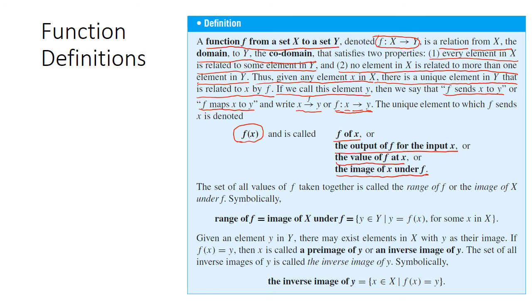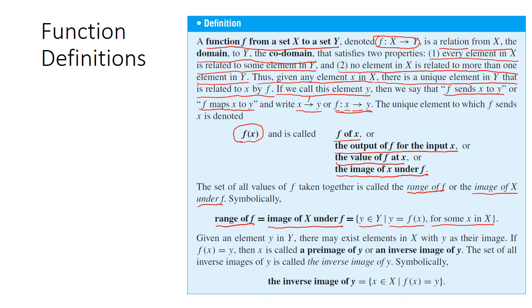The set of all values of f taken together is called the range of f. I think you already knew that one, I hope. But the range of f can also be called the image of X under f. So it's the image of the domain under the function. If you want to write that symbolically, the range of f, which is also said to be the image of X under f, we can write in set builder notation: it's all the little y's in big Y such that little y equals f of x for some little x in big X. So it's all the outputs that you get from the inputs that are in the domain. That's the range.